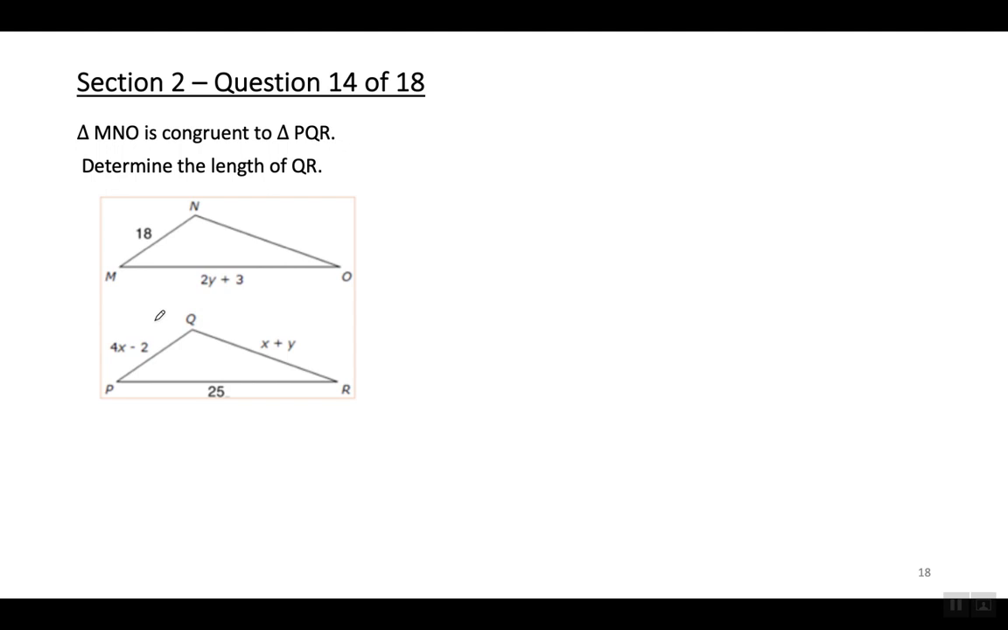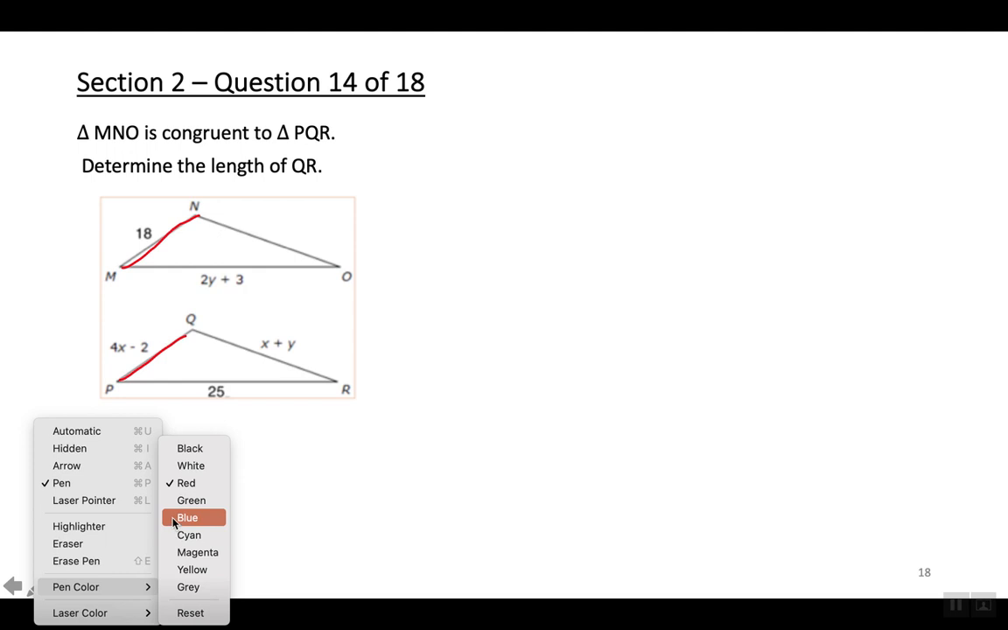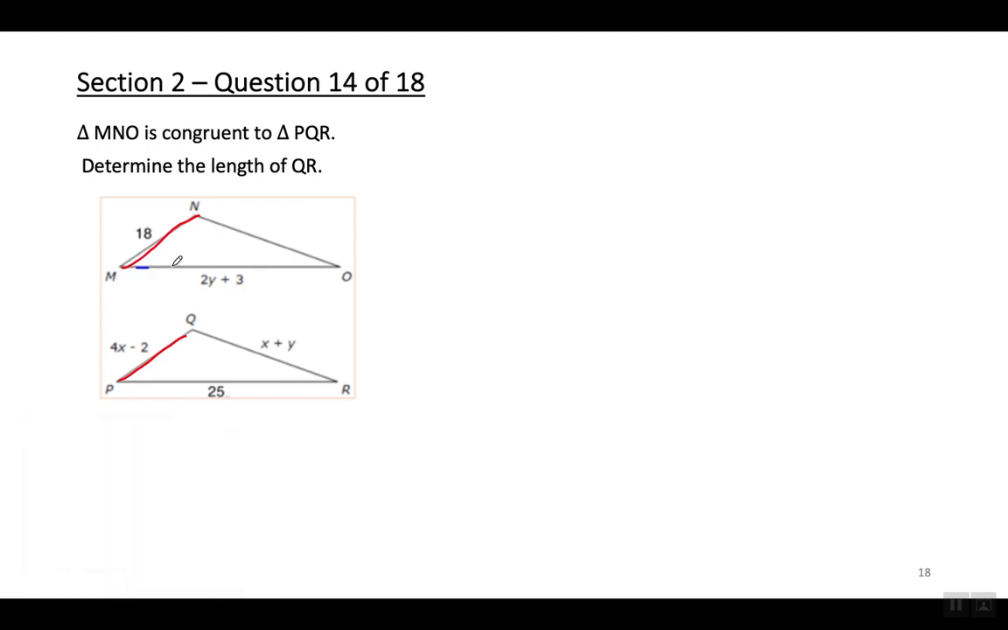If these two triangles are congruent, you first got to put, I'm going to use colors, this side equal to this side in order to solve for whatever x is. And then to find out what y is, you got to make this side right here, because it says 2y plus 3, equal to this side to solve for y. Once you do both of those, you'll know what x equals and what y equals, and you can plug them in right here, which I'll show you in a second.